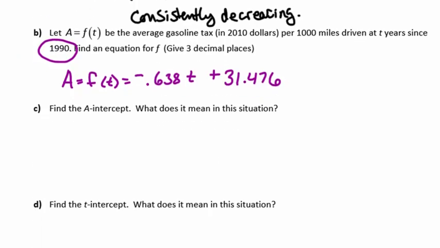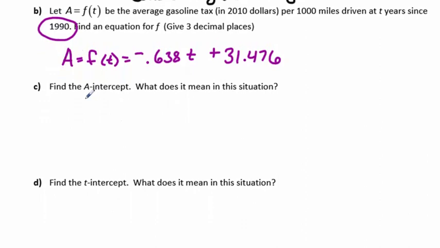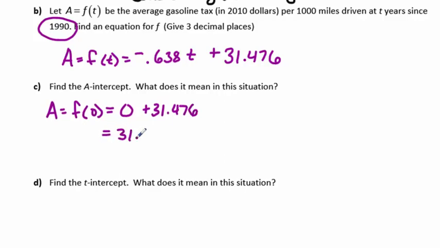In part C, I want to find the A-intercept. So the A-intercept is going to have the t value being 0. So the A-intercept is the value you get when you plug 0 into the equation. So plugging 0 in for t makes this 0 plus 31.476 or 31.476. What does it mean? Okay, so the 0 that got plugged in for t was my time value. I'm 0 years since 1990, so that means we're in the year 1990.